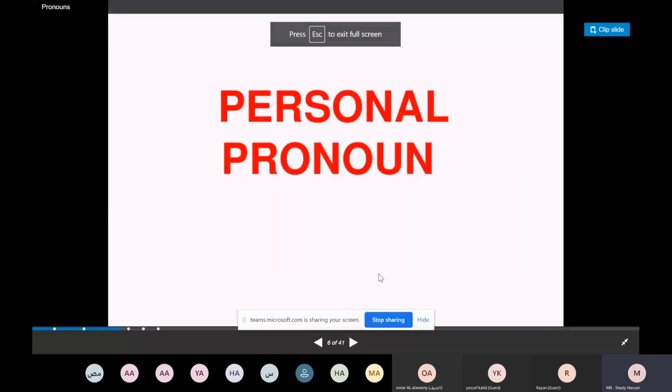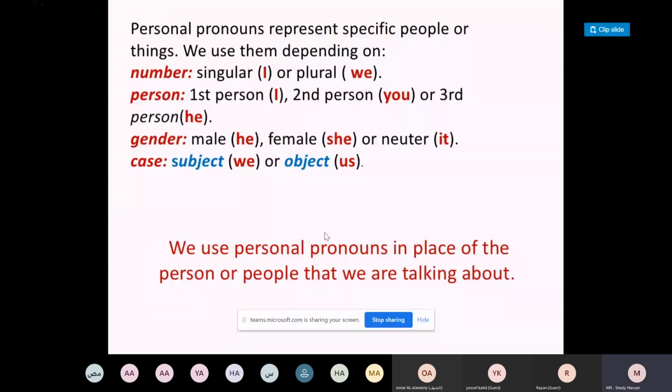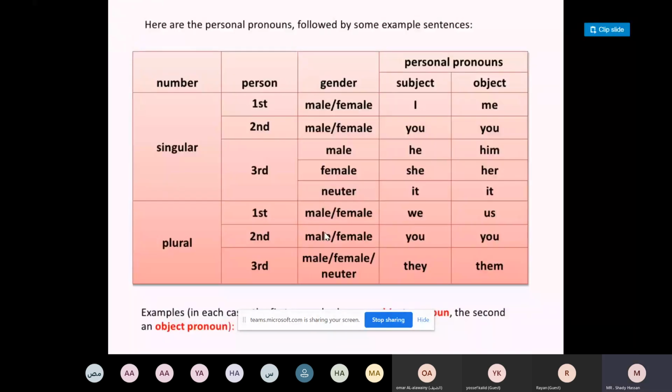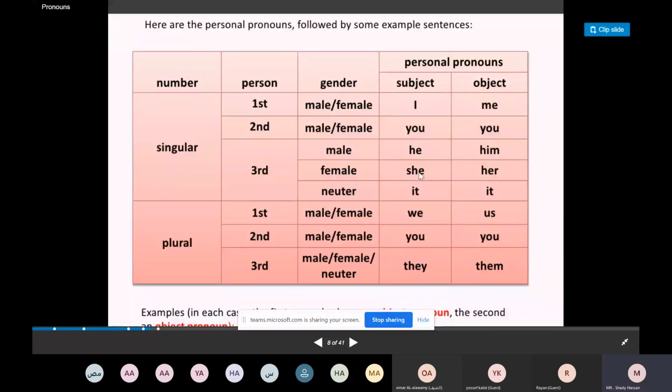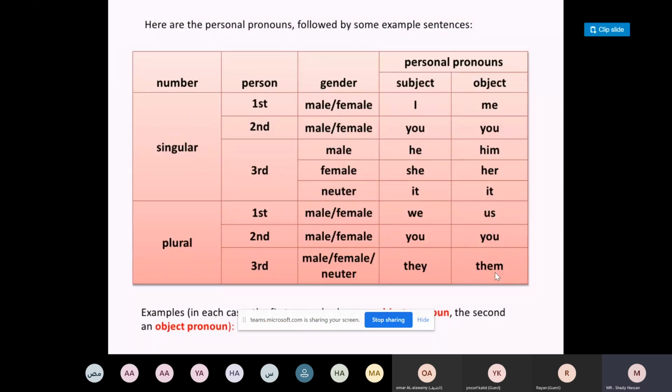And as we said before, personal pronouns are subjective pronouns and objective pronouns. So in this column, we have the subject pronouns, and in the last column, we have the objective pronouns. So I, you, he, she, it, we, you, they, and the object pronouns me, you, him, her, it, us, you, and them. Some of them are singular, some of them are plural.